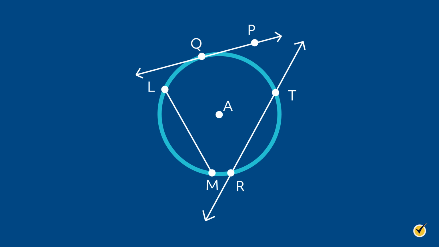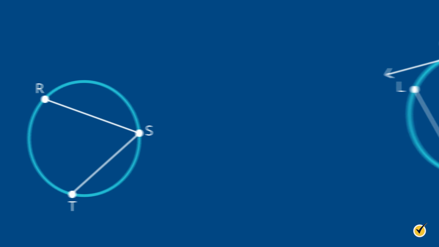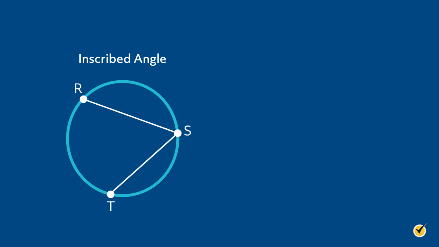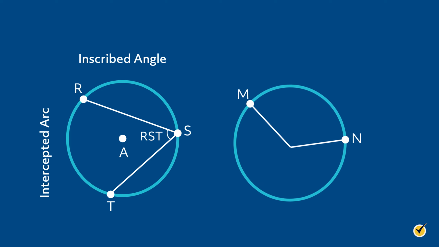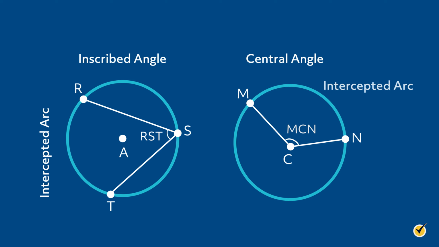Knowing these vocabulary words related to circles is important in helping understand the circle theorems, which will help us solve problems. The radius of a circle is always perpendicular to the point of tangency. When two chords share a point on the circle, an inscribed angle is formed. In circle A, the chords RS and TS form the inscribed angle RST, which has its vertex on the circle. The arc that is formed by the legs of angle RST is called an intercepted arc. An angle that has the center of the circle as its vertex is naturally called a central angle. In circle C, angle MCN is a central angle, and arc MN is its intercepted arc.